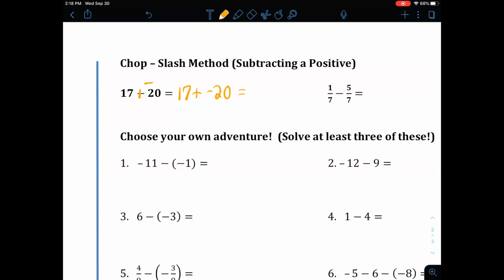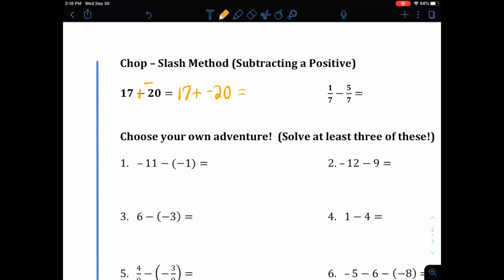Okay, 17 plus negative 20. We know how to add. Subtracting is a little bit trickier. Some of you might be good, some of you might be able to do 17 minus 20 in your brain and just figure it out. But this is for people who find it helpful to have the chop or chop slash method, or the change the sign, add a line method, okay?